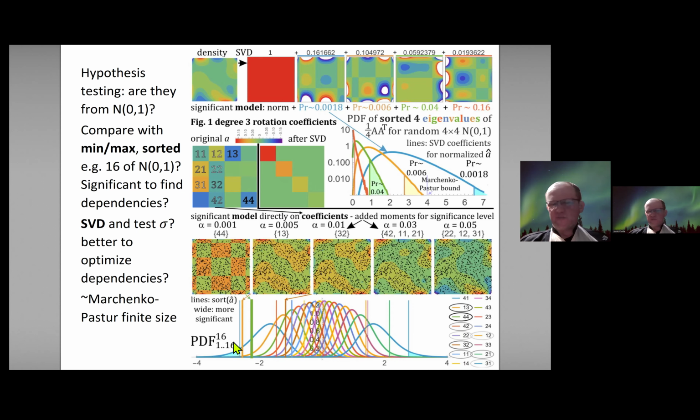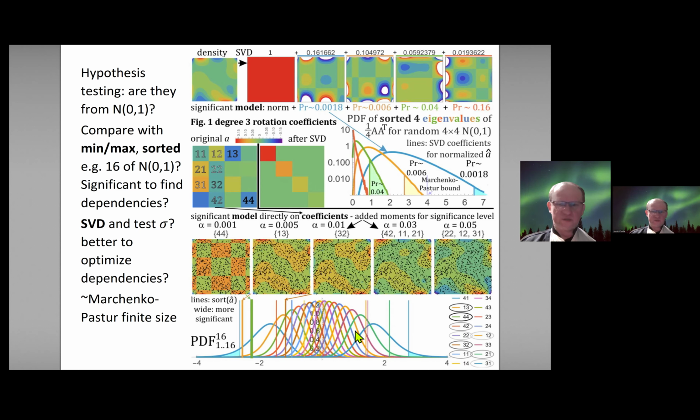So we can test each of them to see if it's independent or not. Here are the distributions of sorting 16 N(0,1) variables and looking at what is the first one, second one, third one, and so on. The smallest of 16 has this distribution, the second this, and so on. We can find analytical formulas for these distributions, and they are in the article. So we can test each coefficient against its distribution.